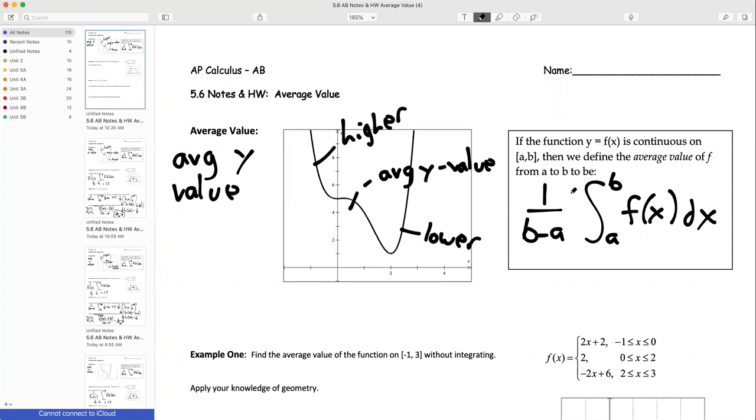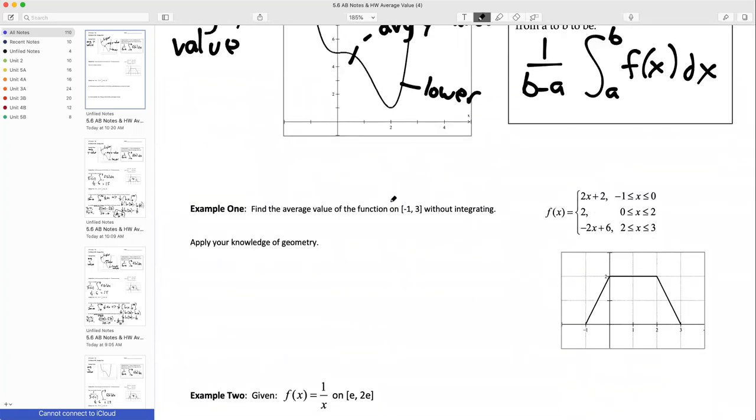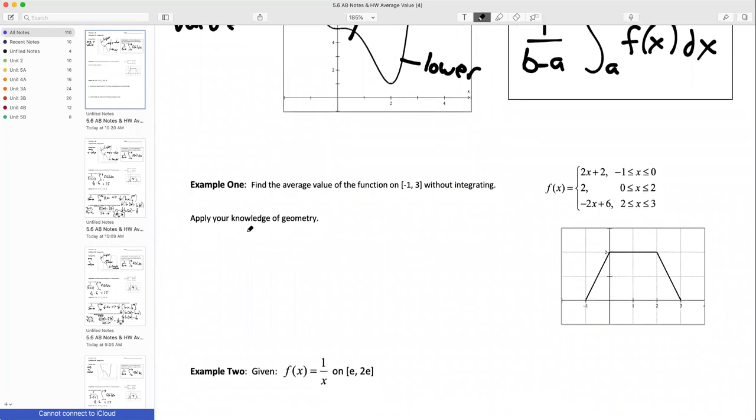So example 1 says, find the average value of the function from -1 to 3 without integrating. Apply your knowledge of geometry, assuming, of course, that we remember something from geometry. So we have a piecewise function. Whenever I am integrating, I am finding the area under the curve, so I need to find the area under the curve from -1 to 3. This is a rectangle, or a square, that's 2 by 2, so the area is 4. I've got 2 triangles with a base of 1 and a height of 2, so my areas are 1 each.